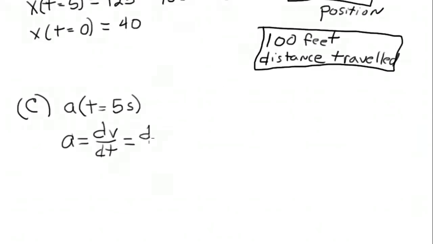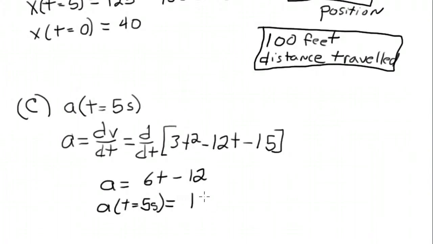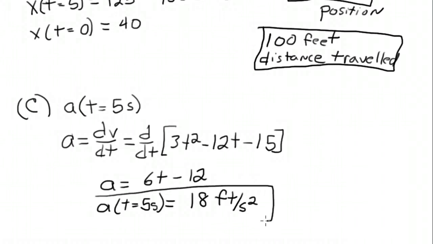So we're taking the time derivative of this: 3t squared minus 12t minus 15. Once we take that derivative, we get that the acceleration as a function of time is simply equal to 6t minus 12. And let's evaluate a at 5 seconds. We get 30 minus 12, that's 18. And our units here are in feet per second squared. And there we go, there's our answer. 18 feet per second squared is the acceleration at t equals 5 seconds.